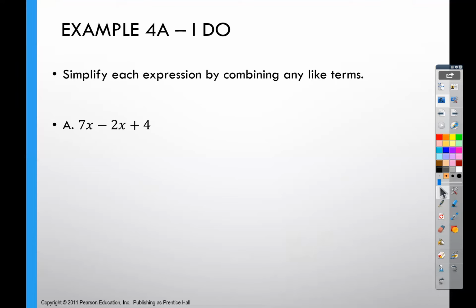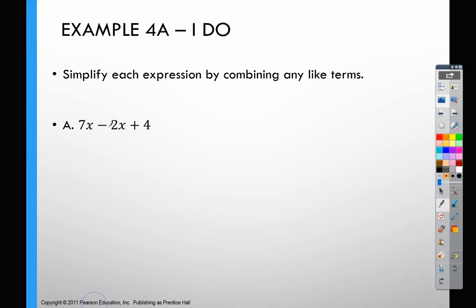All right, so simplify each expression by combining any like terms. So 7x minus 2x, those are like terms. That would give me 5x, and then plus the 4.